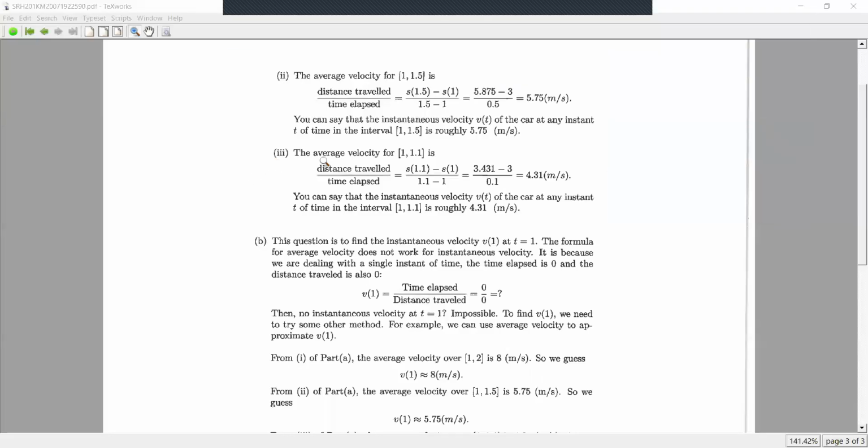We compute the average velocity for the time interval from 1 to 1.1 in a similar way. The answer is 4.31. Roughly, you can say that between 1 and 1.1, the instantaneous velocity at any time is roughly 4.31 meters per second.